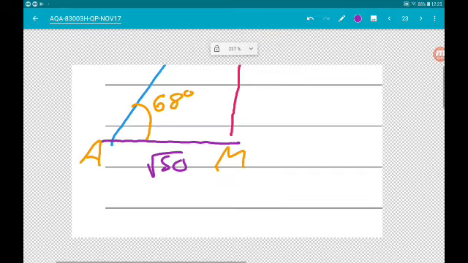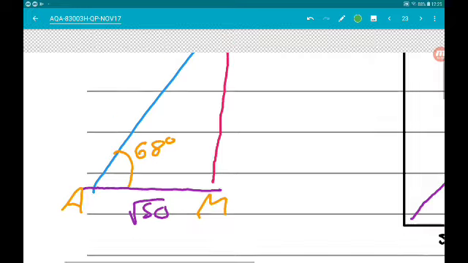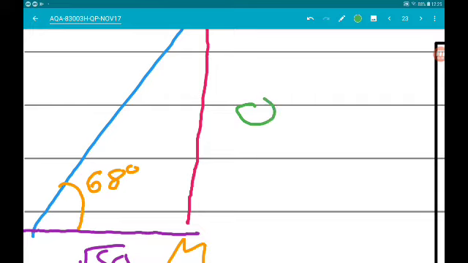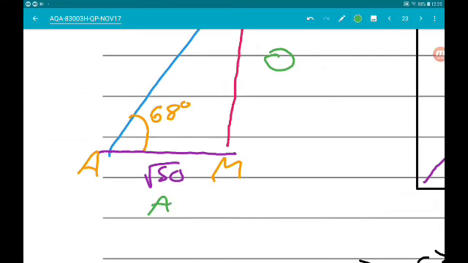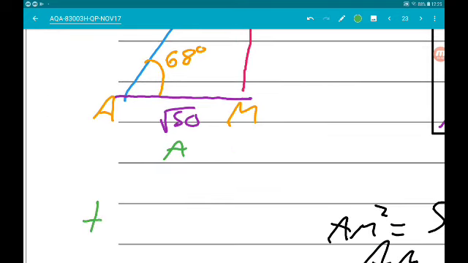So now that we know that, we can use SOHCAHTOA to work out the height of the triangle. So the height is the opposite, the root 50 is the adjacent. So, using SOHCAHTOA, it's TOA. So tan 68 is equal to the opposite over root 50.